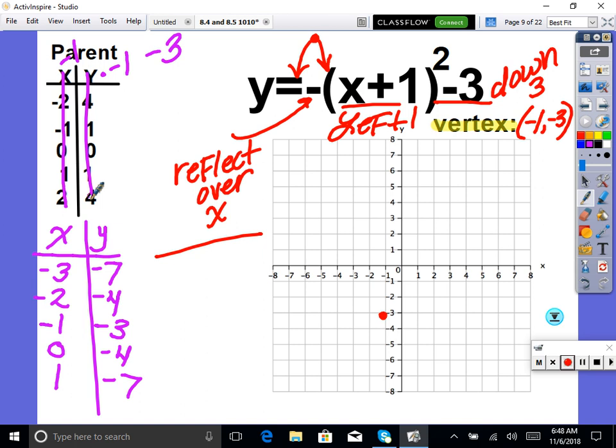So negative 3, negative 7. Over negative 2, negative 4. Check. Over negative 1, negative 3, check. Over 0, negative 4. Over 1, negative 7. And then there's our upside down parabola. And done. Everyone, do you see why this is a maximum? Because it's flipped upside down, making it a high point, not a low point of the graph.